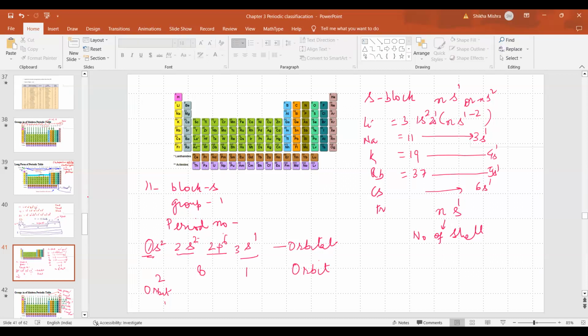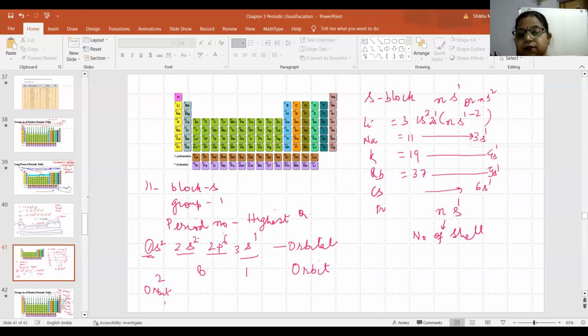Now, how do I find the period number? This is one way. Another way is the highest quantum number. What is the highest quantum number in the case of 11? 1s2, 2s2, 2p6, 3s1. The highest principal quantum number is 3. So its period number will be 3.